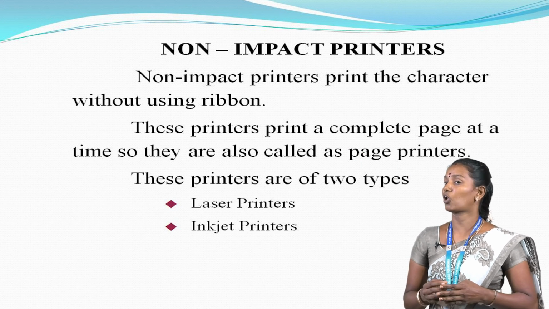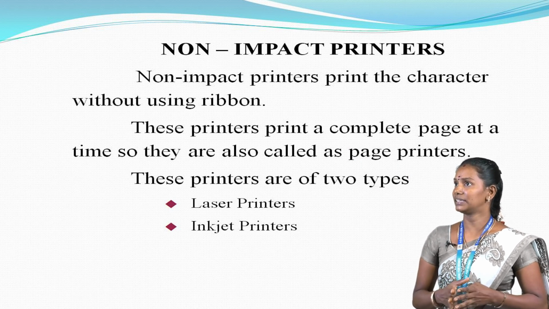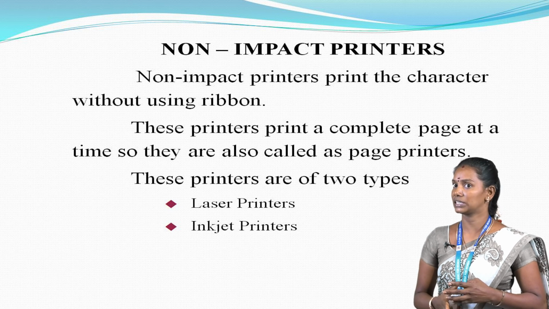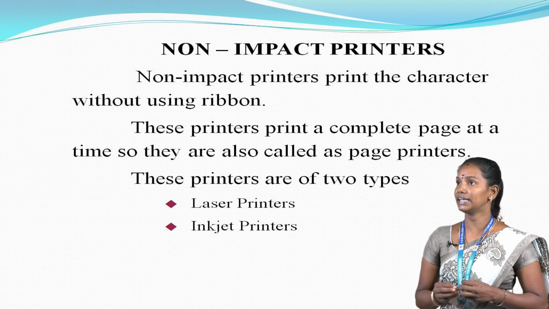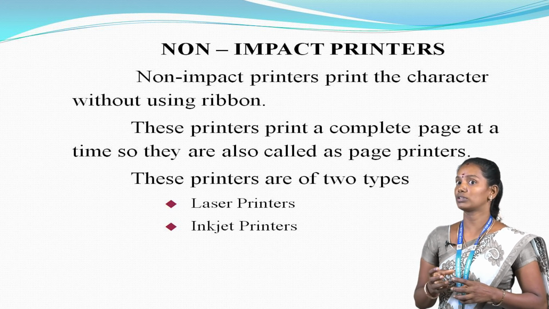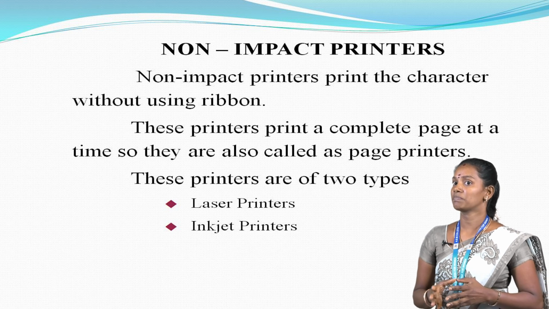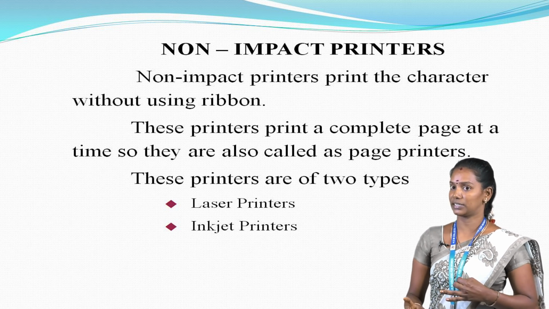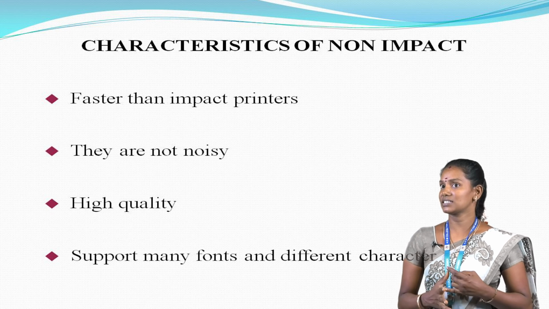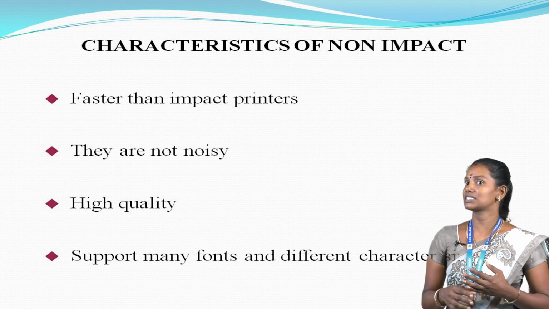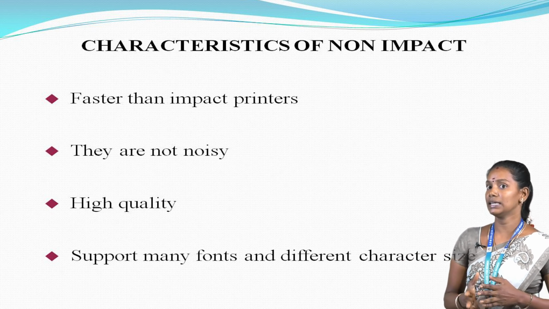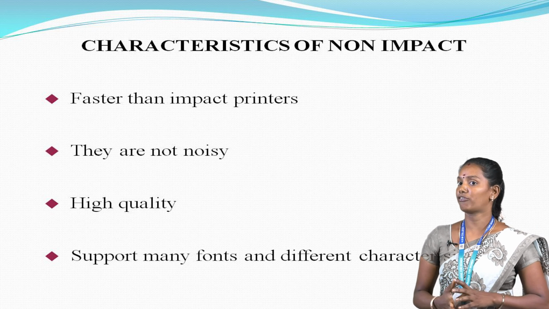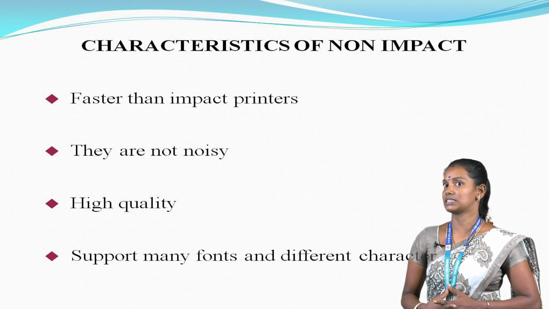The next one is non-impact printers. Non-impact printers print the characters without using a ribbon. These printers print a complete page at a time, so they are also called page printers. These printers are of two types: laser printer and inkjet printer. The characteristics of non-impact printers: they are faster than impact printers, they are not noisy, high quality, and support many fonts and different character sizes.